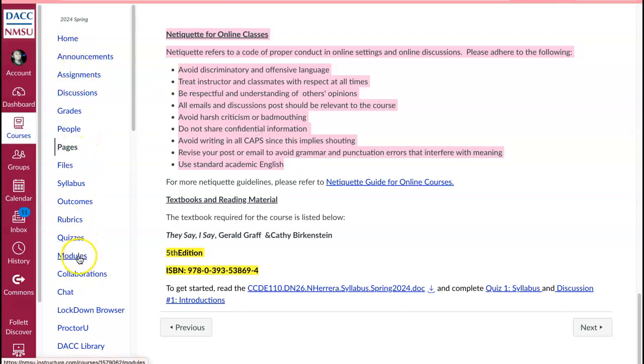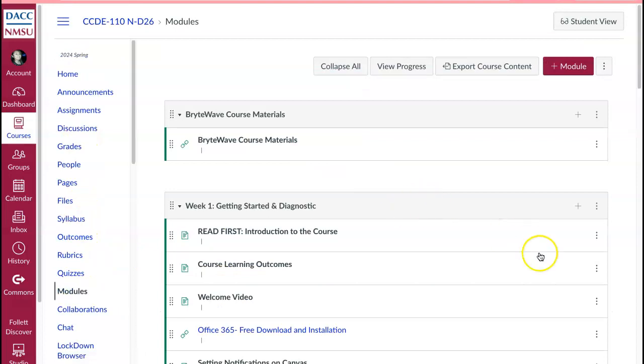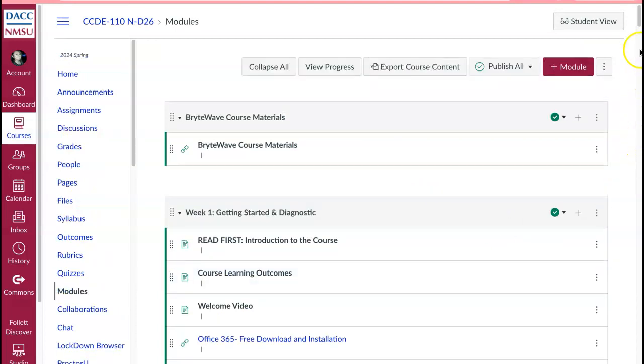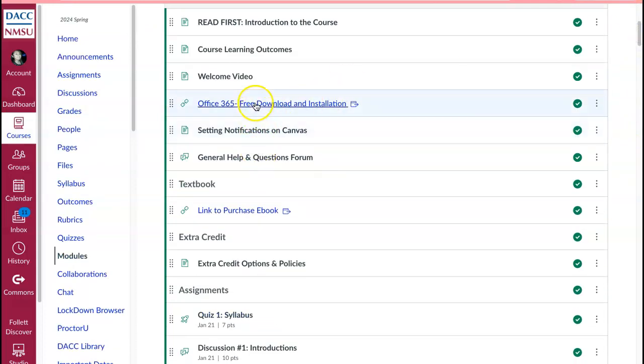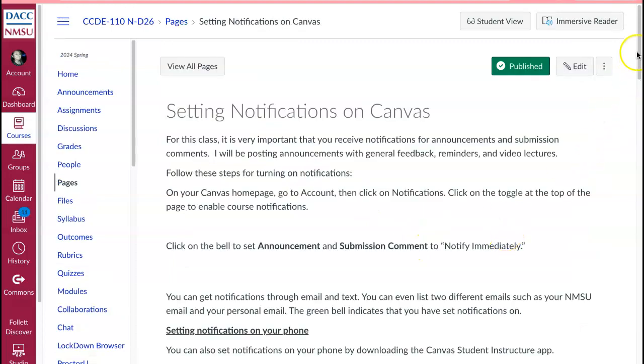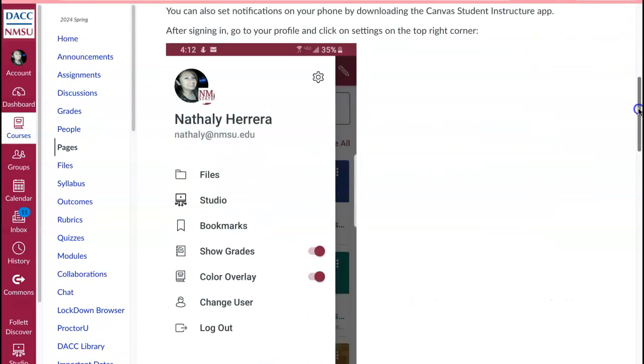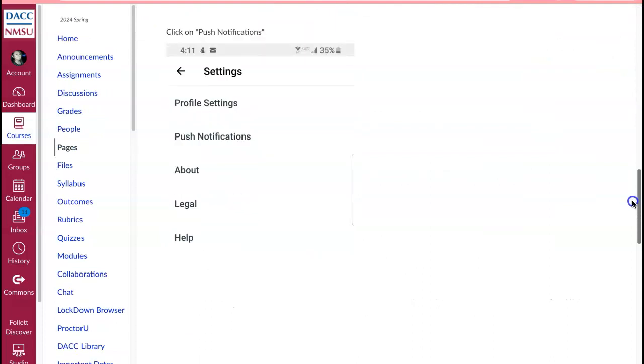So going back to the modules, the first module has a lot of important information as well. Right here, it shows you how to set up notifications on Canvas. If you have the Canvas app on your phone, anytime I post an announcement or I grade something, you can set it up so that you get notifications for that. You can do it either on your computer or on your phone, and I show you how to do both. This right here is how to do it on your phone.